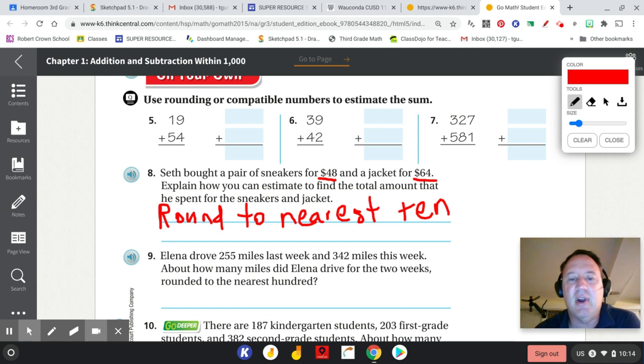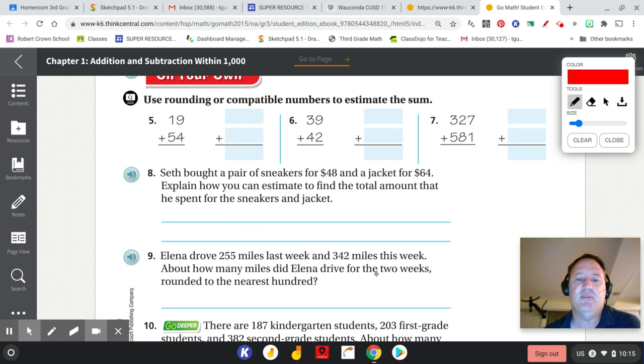So 48 is rounded to 50, and 64 is rounded to 60. So 0 plus 0 is 0. 6 plus 5 is 11. So my answer is 110. So I had to round to the nearest 10.